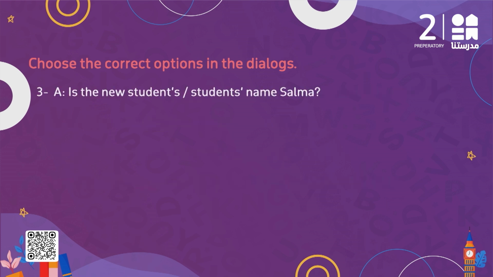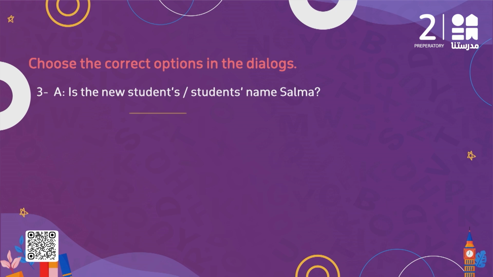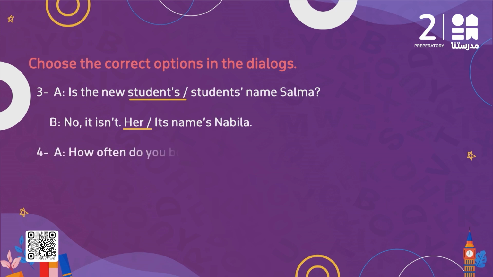Question number 3. Is the new student's name Salma? So we're speaking about Salma only, not all the students, just Salma. So should I choose the one with the apostrophe then the S, or the S then the apostrophe? Is the new student's name Salma? The apostrophe and then S, because it's a singular noun. No, it isn't. Her or its name is Nabila. So I'm speaking about Salma and Nabila. Both of them are girls. We refer to them with her. So her name is Nabila.